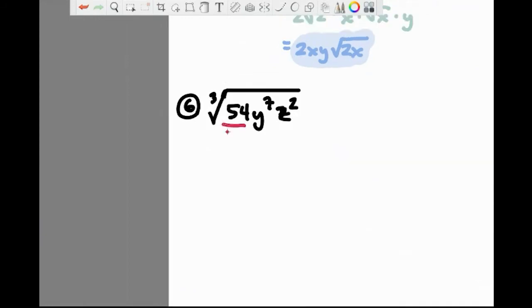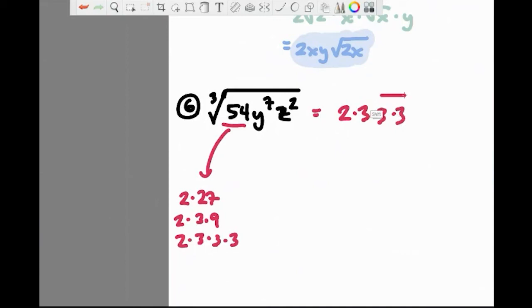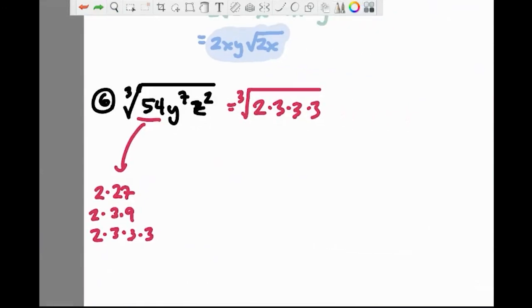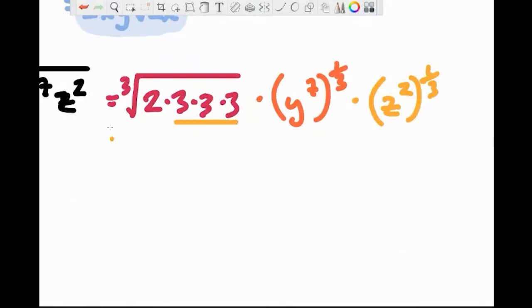Okay, first thing I advise doing is breaking down this 54 over here. So it's going to be 2 times 27. And then 27 is 3 times 9. 9 is 3 times 3. So you end up with 2 times 3 times 3 times 3. And then we're doing the cube root of this. There's your group of 3 right there, the 3 3s. The y to the 7th is going to be y to the 7th to the 1/3 power. The z squared is going to be z squared to the 1/3 power. From here, I'm going to combine all these because it's the cube root of that. It's just going to be 3 times the cube root of 2.